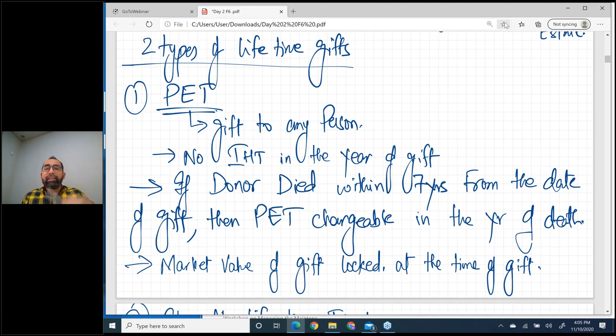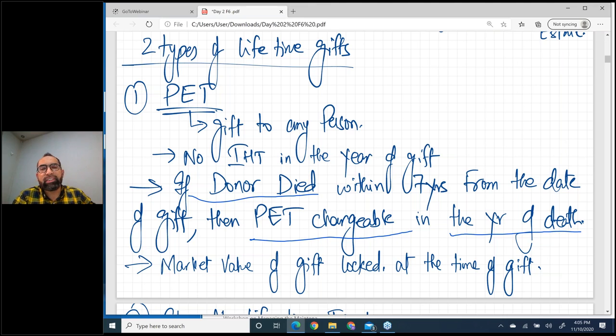It means, in the year of gift, let us say I have given a gift to my son in the 15-16 fiscal year. I have given him a car or anything. So right now, in the year of gift, there is no tax at all, no IHT implication, not even any calculation. But if the donor dies within 7 years from the date of the gift, then this PET will become chargeable. Then this PET will be chargeable in the year of death.